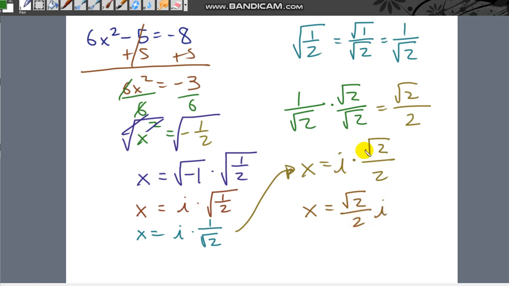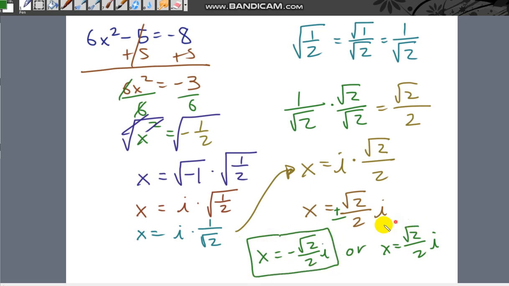And every time you take a square root of something, like I mentioned earlier, you want to consider both the positive and negative solutions. So what this means is you get x equals negative square root 2 over 2i, or we get x equals positive square root 2 divided by 2i. So these are our two imaginary solutions that come out of this.